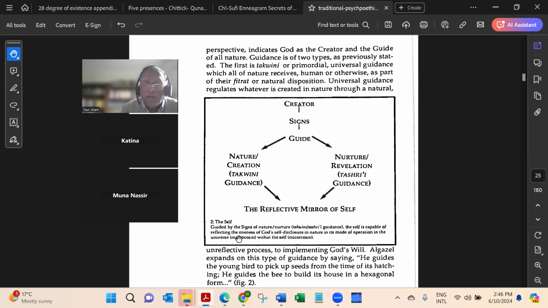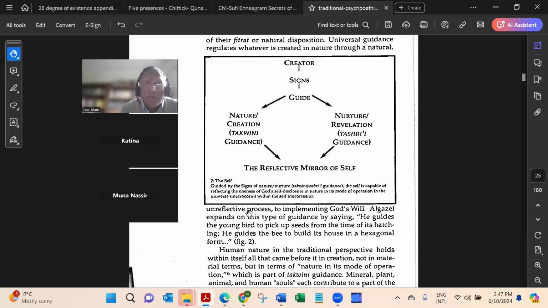The self is capable of reflecting the oneness of God's self-disclosure in nature, in its mode of operation, the universal macrocosm within the self. This is where I'll show another diagram of how microcosm and macrocosm are all enveloped. That's where I'll show the other diagram, but at this stage, just finish this reading. So here, the unreflective process implementing God's will.